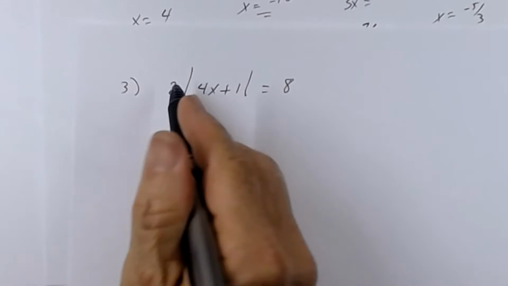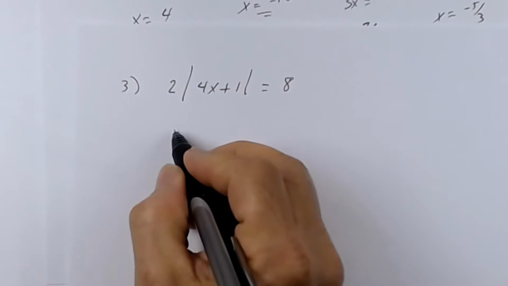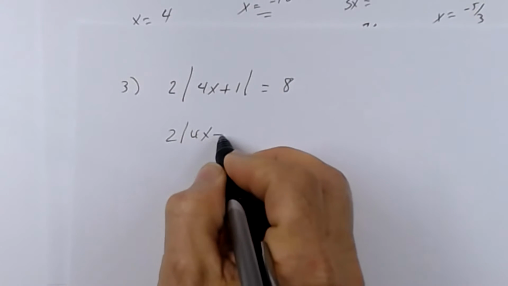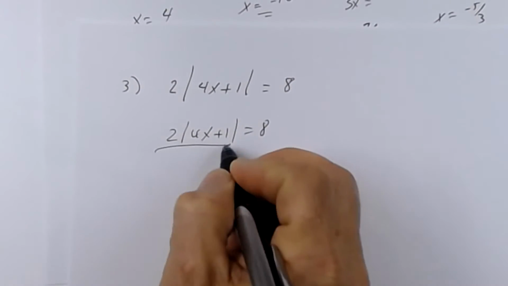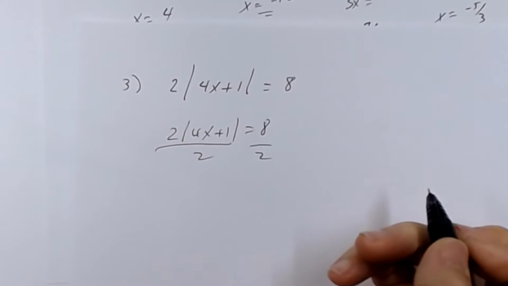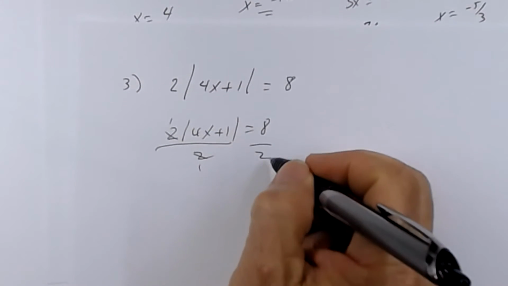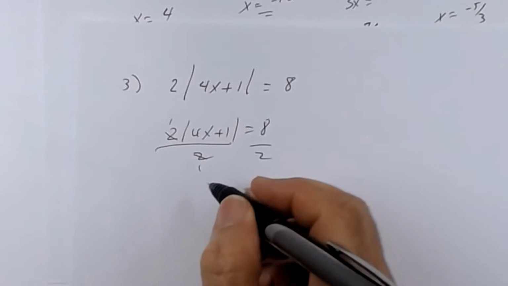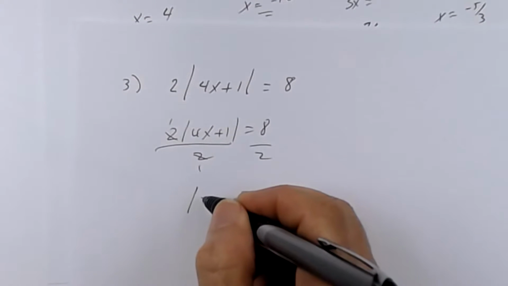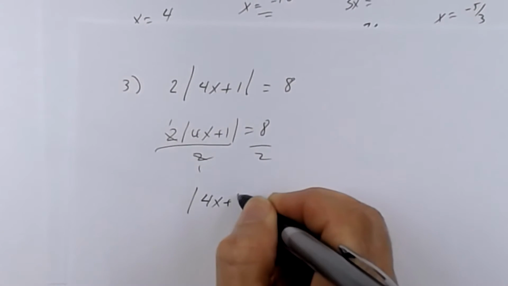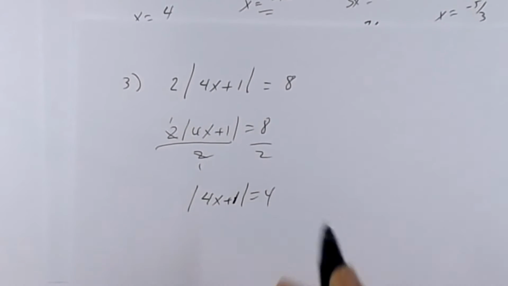So the first thing you're going to do is divide both sides by 2. I'm going to write it over. Divide by 2, divide by 2. 2 divided by 2 is 1, right? And 8 divided by 2 is what? 4. So I get the absolute value of 4x plus 1 equals 4. All right, very good. Now it looks like the other 2. What's the next step?